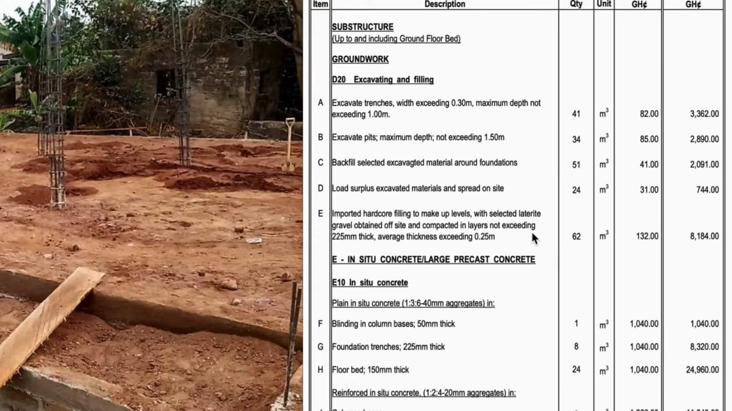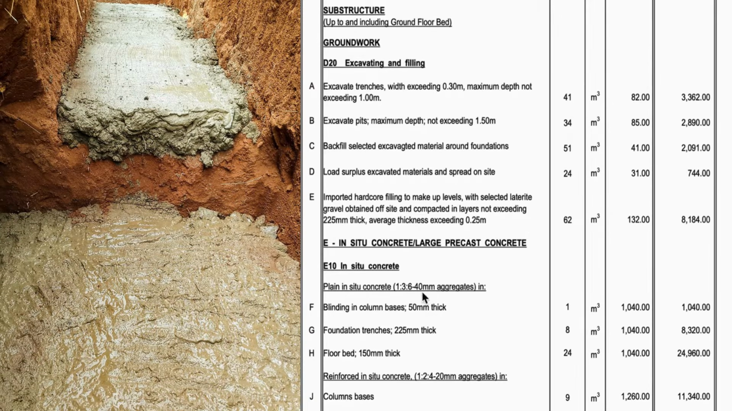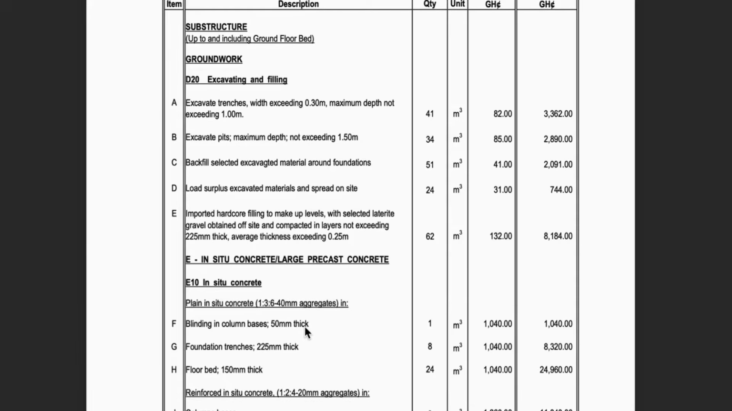Alright, so there's something called blinding in the column bases, and it just simply means you'd have a thin concrete layer at the bottom of the foundation holes, and they give a clean and strong surface before the main foundation is actually built. So it's covering 1 cubic meter and the cost is low compared to the other portions of it. The foundation trenches also have to be filled, right?